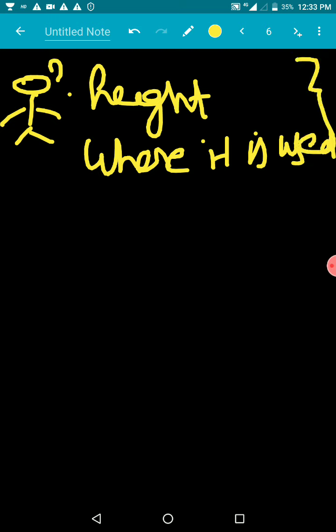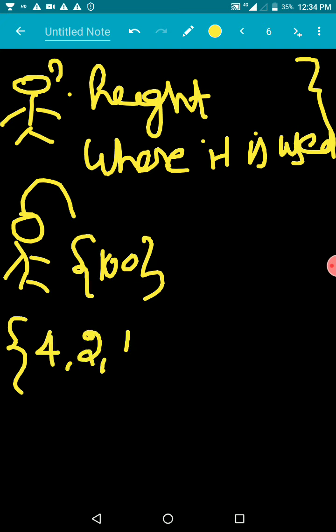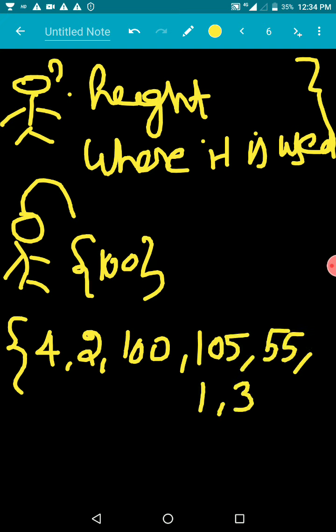This is one of the biggest questions that arises for every computer science student. Assume you are studying computer science and your task is to write a program to check whether the given element 100 is present in the given list or not. The given list is 4, 200, 105, 55, 1 and 3.